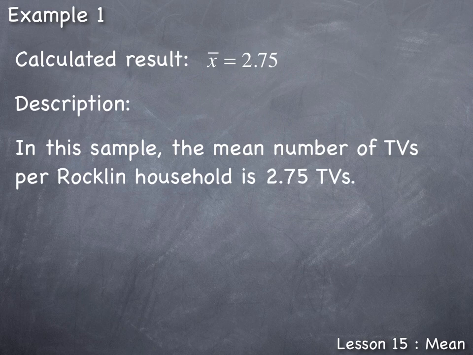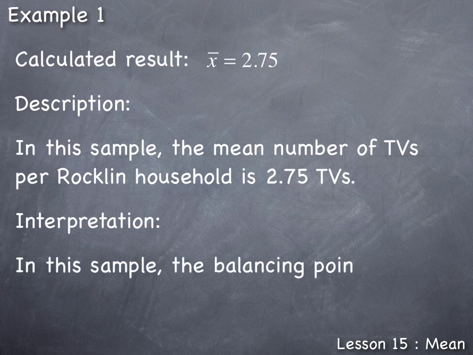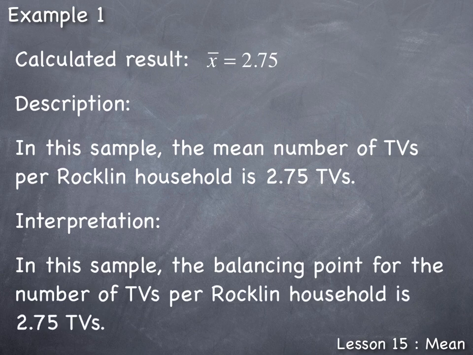Now for the interpretation. Interpretations go beyond the description by explaining or giving meaning to the result. The mean measures the central tendency of the data by calculating the center of gravity or the balancing point. So this is how we interpret the mean. In this sample, the balancing point for the number of TVs per Rockland household is 2.75 TVs.